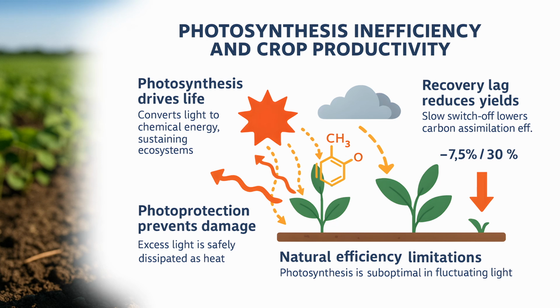When a sunlit leaf transitions into shade, the photoprotective mechanisms do not instantly switch off. Instead, the dissipation of absorbed light energy as heat continues for several minutes, during which time photosynthetic efficiency remains suboptimal. This lag in recovery from photoprotection results in a significant reduction in potential carbon assimilation.